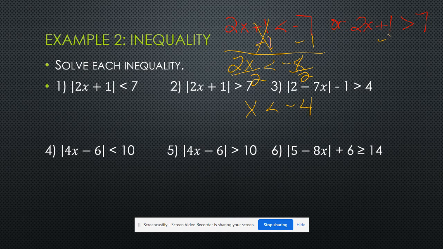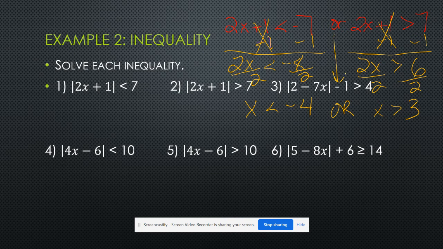Over on the right side, subtracting 1. So 2x adds to 0 and we have 6, divide by 2, and x is greater than 3. Bring down our OR. Now remember, OR problems are unions when we write our interval notation.